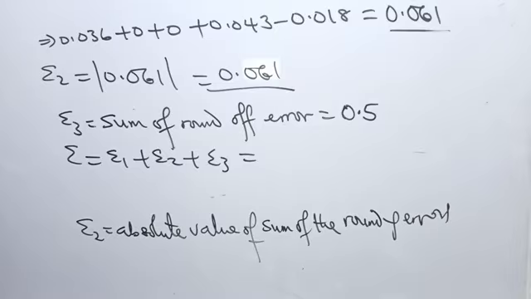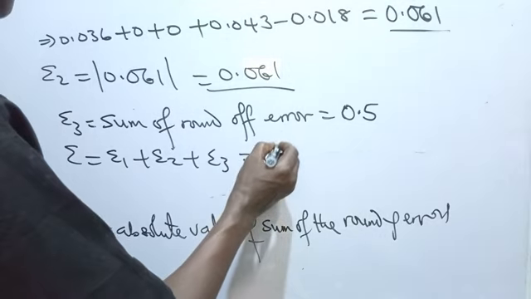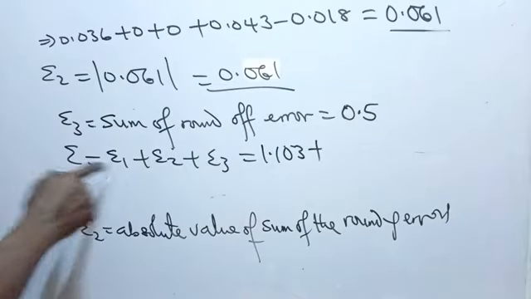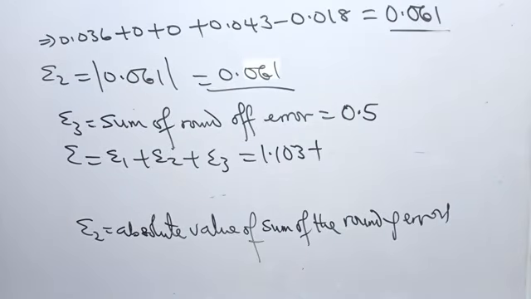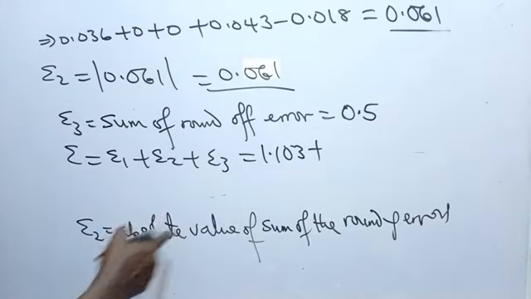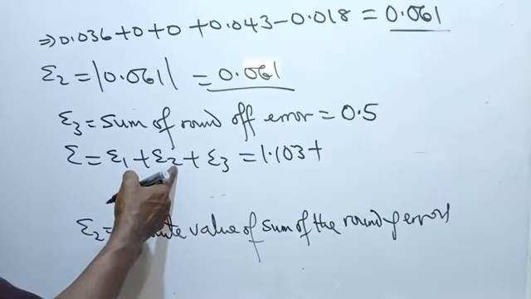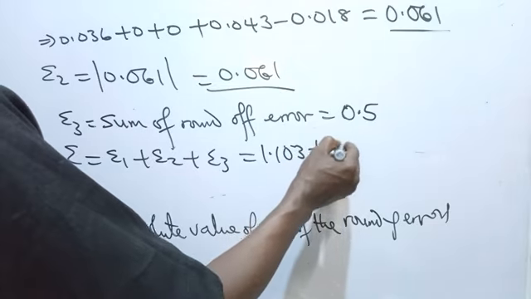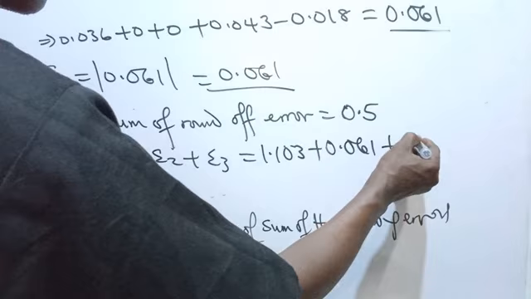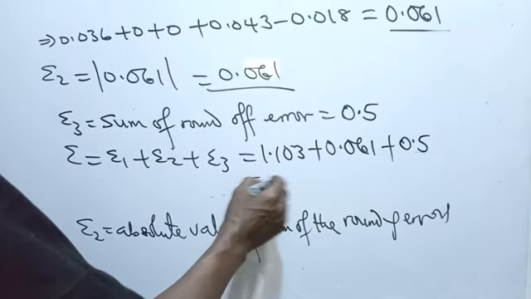The first error, I think, is to calculate the sum of the errors of the original data. That is 1.103. That's the sum of the errors of the original data, E1. And the other one, E2, is the absolute value of the sum of the rounding errors. The absolute value of the sum of the rounding errors is different from the round off error, so don't get it wrong. E2 we got to be 0.061. Then plus the round off error, 0.5. So let's add them together.